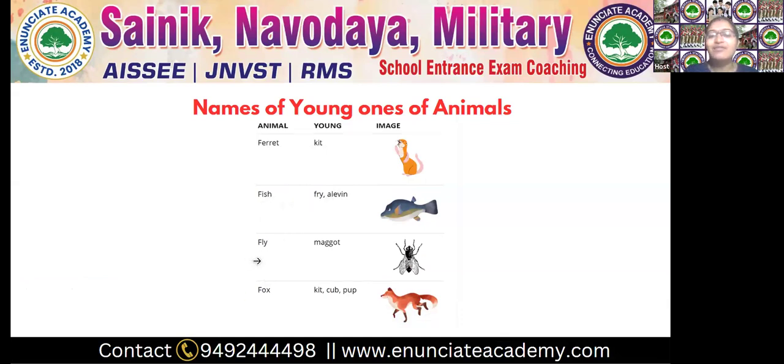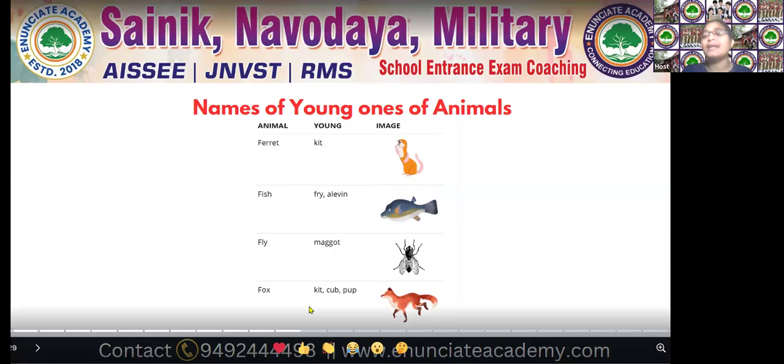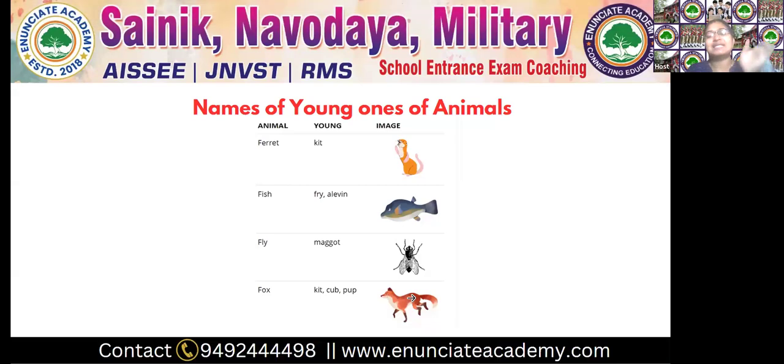The young one of a fly is called a maggot. And the young one of a fox is called a kit, cub or a pup. The baby of a fox is called a kit, cub, or a pup.